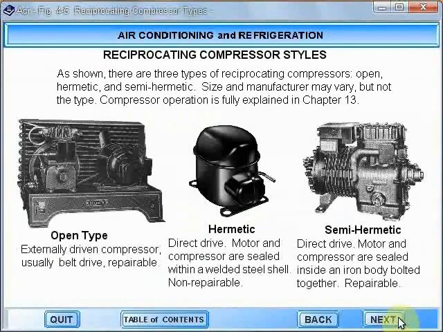As shown, there are 3 types of reciprocating compressors: open, hermetic, and semi-hermetic. Size and manufacturer may vary, but not the type. Compressor operation is fully explained in Chapter 13.